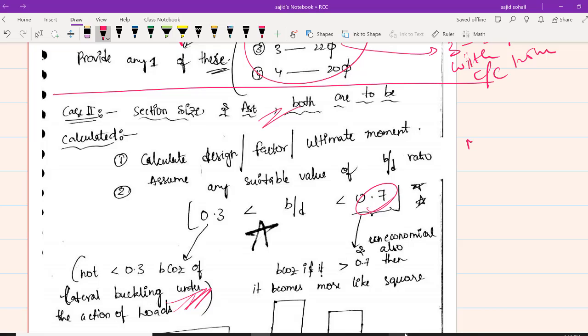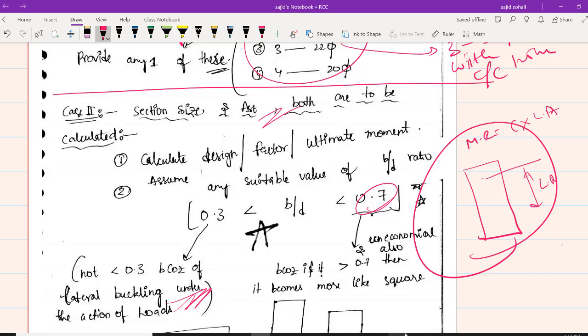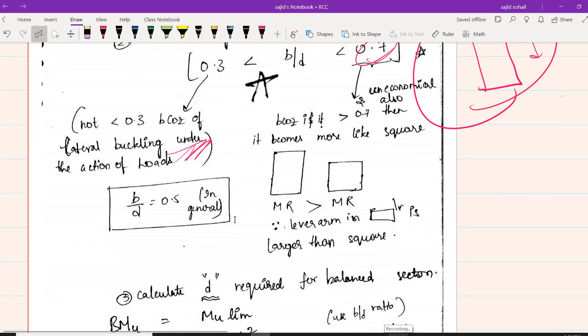Why? Because what is your moment of resistance? Moment of resistance is C into your lever arm or T into your lever arm. So the more the distance, if you are taking a rectangle, ये जो lever arm है, that will be more. If you are taking a square, the area is more like this, your lever arm distance is less. So moment of resistance is less for a square compared to that of a rectangle. So for obvious reasons, it is preferred to design your beam as a rectangle. End of story. I hope you got it right. So B by D ratio is generally kept in the range of 0.3 to 0.7.